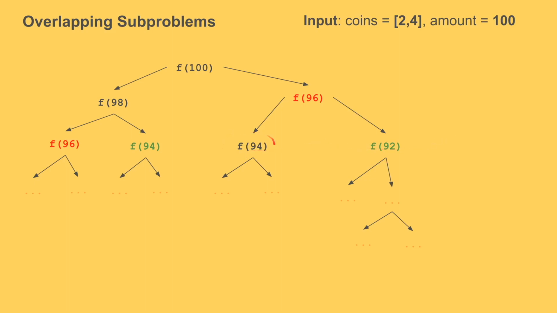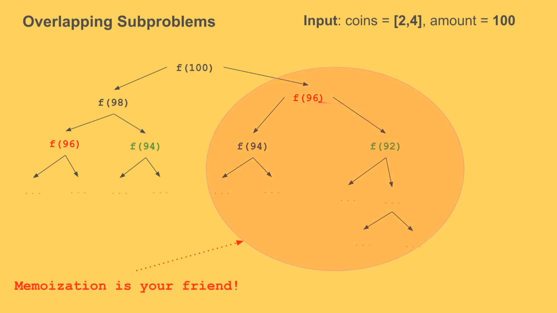For example, here 94 and 94 are overlapping. Or 96 and 96 are overlapping. So again, using memoization, you are able to completely bypass exploring this huge subtree.